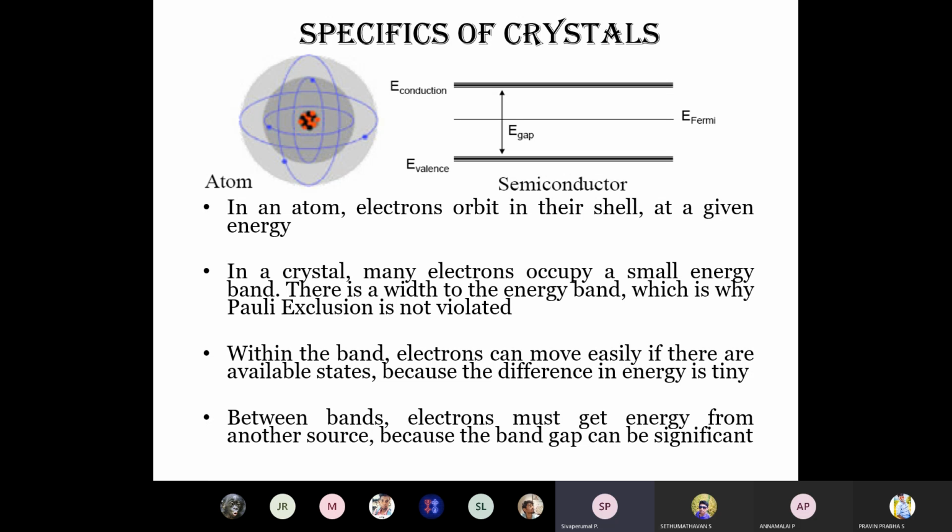Normally this is atoms. When atoms have electrons orbiting in the shell at a given energy, in a crystal many electrons occupy a small energy band. There is an energy width to the energy band, which relates to the Pauli principle we already discussed. Here the Pauli exclusion principle is not violated; it is only possible within the principle in the crystal. So within the band, the electrons can move easily if there are available states.